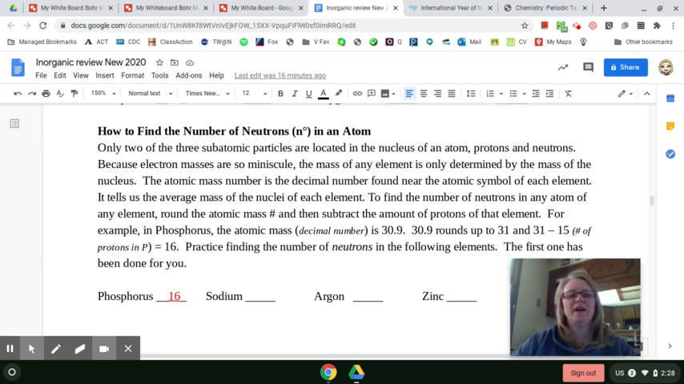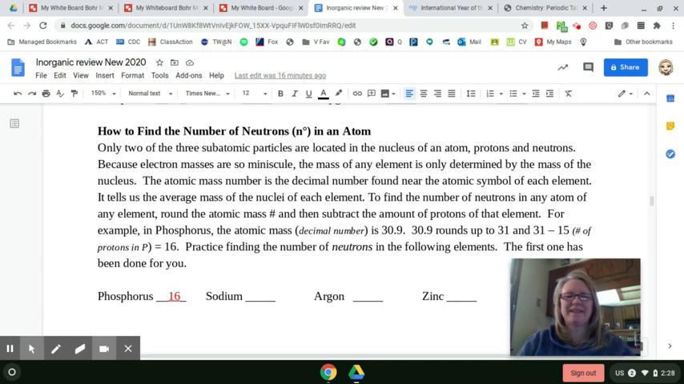Only 2 of the 3 subatomic particles are located in the nucleus of the atom. And if you remember, the nucleus of the atom is that center. The electrons are in the electron cloud. Sometimes they're called sublevels or orbitals, but they're outside of the nucleus. The protons and the neutrons are the ones that are inside the nucleus.